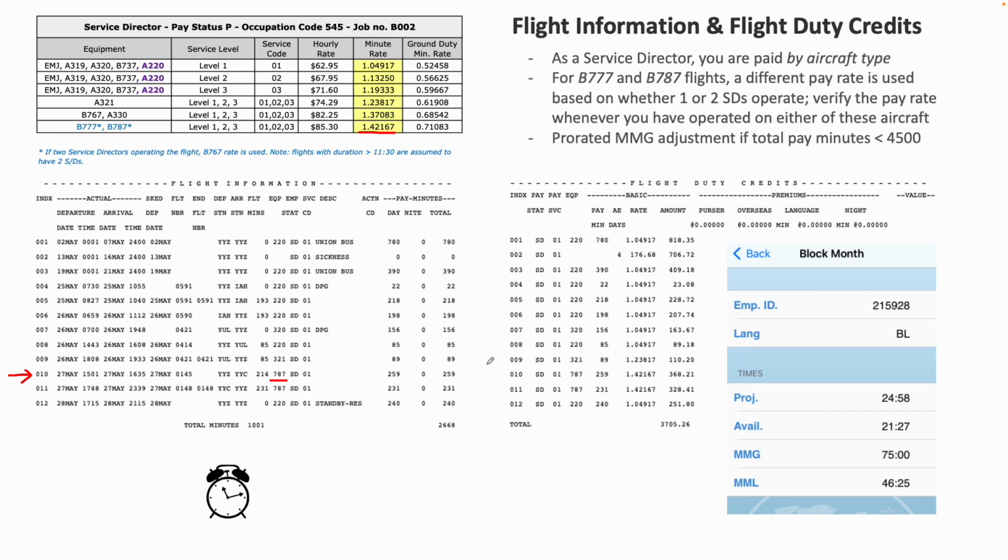So if we look at the corresponding index item under flight duty credits, so that would be 10, we can see it's been encoded as service director on the 787, and the rate that's being used is in fact $1 and approximately 42 cents per minute. So this is correct in terms of $1.42 per minute multiplied by 259 minutes. And that gives us our lovely grand total of $368.21 for that leg, and that is correct.